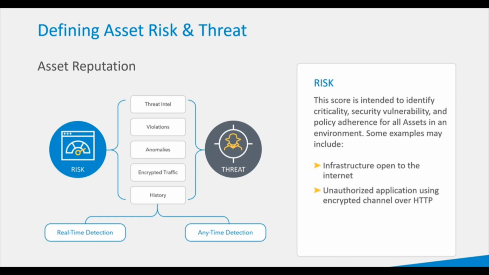And before I continue, I want to address and define a little bit about the 5 categories in the middle. They're representative of data sources that we use to correlate and calculate these different scores for risk and threat. So we use threat intel. We have a number of partners in the threat intel space that we pull IOCs from.